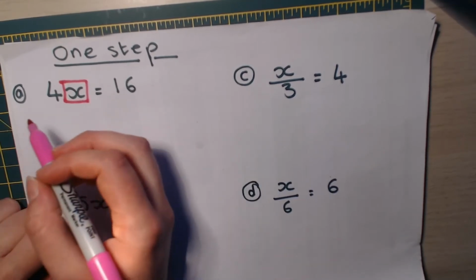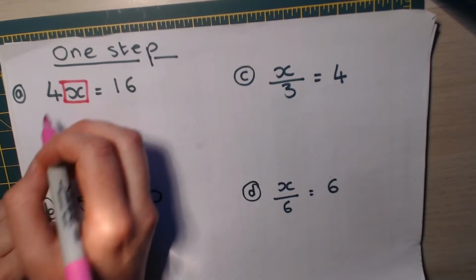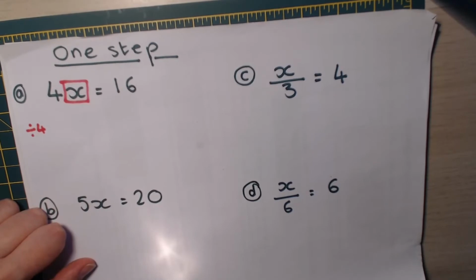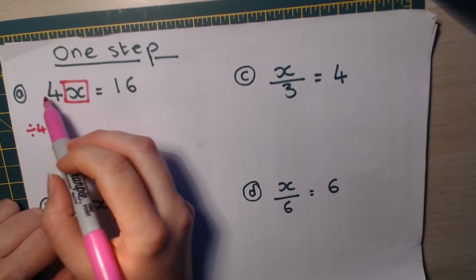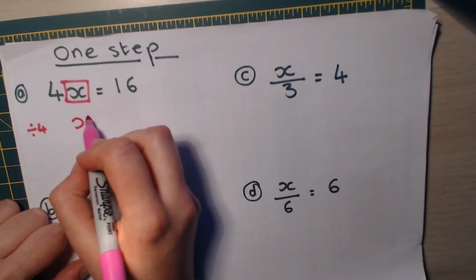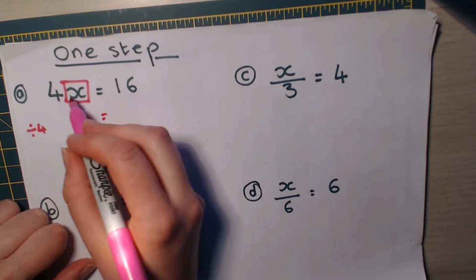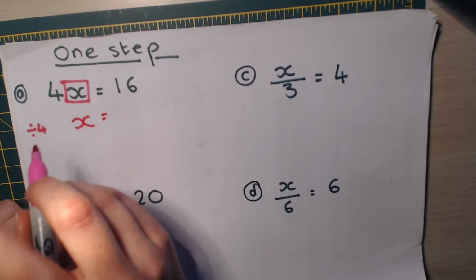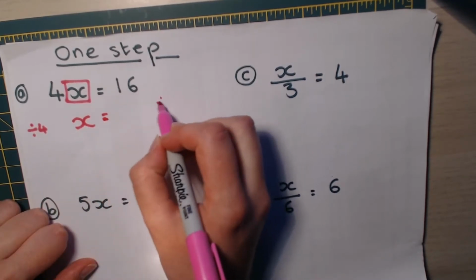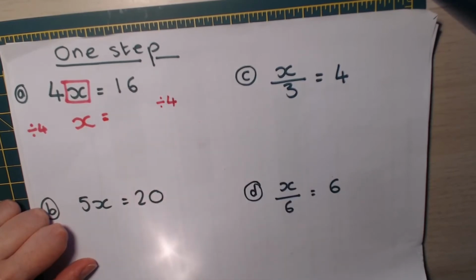So we do the inverse of multiply by 4, and we divide by 4. And we do that on both sides. Now, if we do 4x divided by 4, we just get 1x, because 4x divided by 4 leaves us with just the 1x, but we don't write the number 1. And we do it on the other side as well. Divide 16 by 4 and we get 4. And there's your answer.